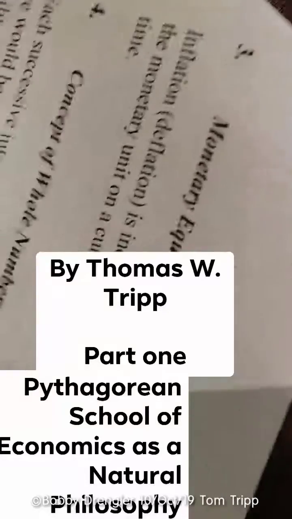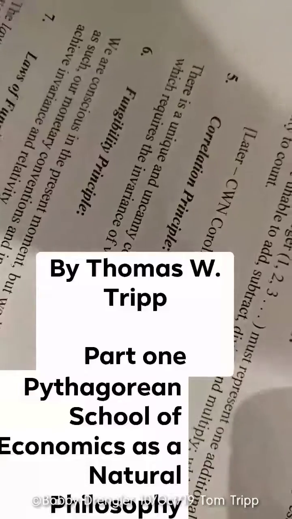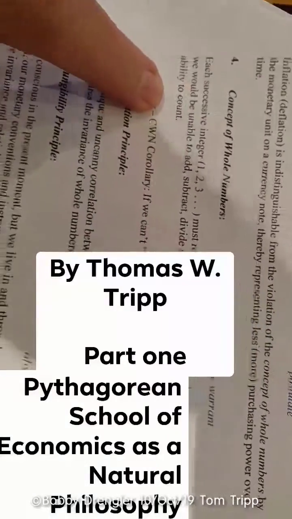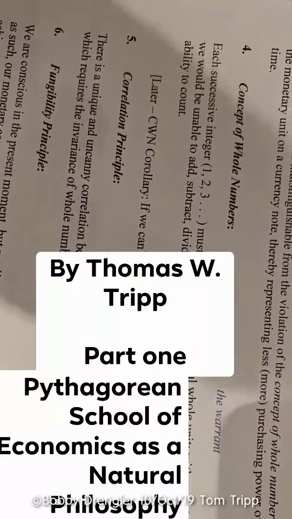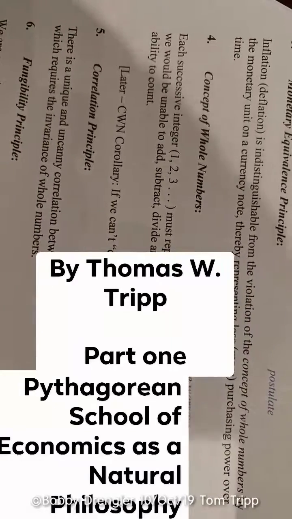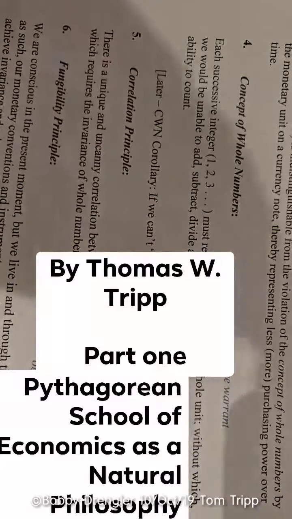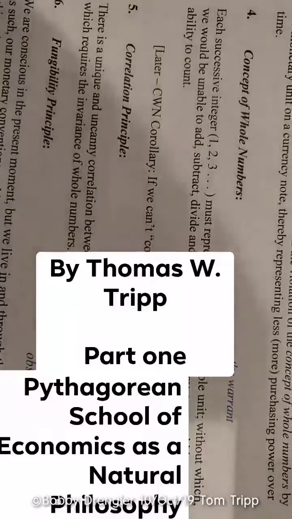And then the concept of whole numbers. I got this from another mathematician, and paraphrasing that mathematician, each successive integer must represent one additional whole unit, otherwise we lose the ability to add, subtract, divide, and multiply, which is to say we lose the ability to count. All right. That's what's happening when you have all of these mortgage code crises. The numbers no longer are tracking purchasing power.